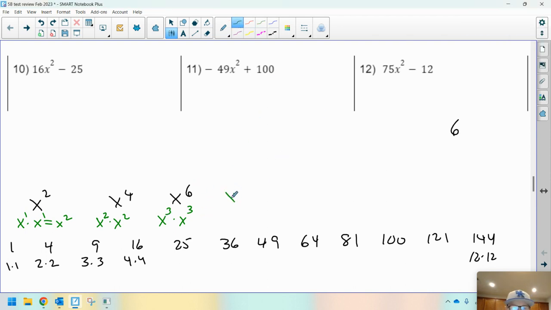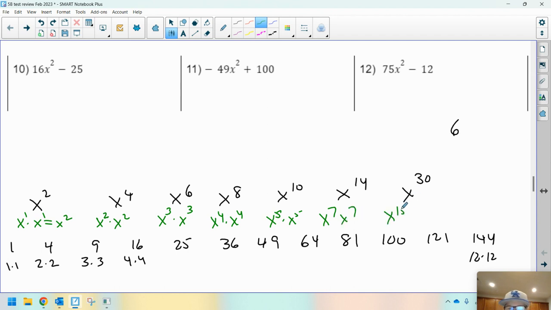So with the exponents, anytime you have an even number exponent, x to the 8th, x to the 10th, x to the 14th, x to the 30th, all of these are perfect squares, because x to the 8th is x to the 4th times x to the 4th, 10 is x to the 5th times x to the 5th, 14 is x to the 7th times x to the 7th, 30 is x to the 15th times x to the 15th. Half of 30 is 15, half of 14 is 7, half of 10 is 5. Okay, so we're taking a look here.